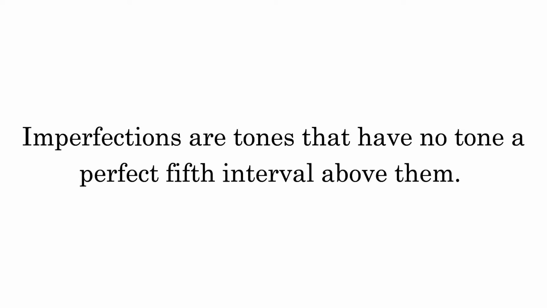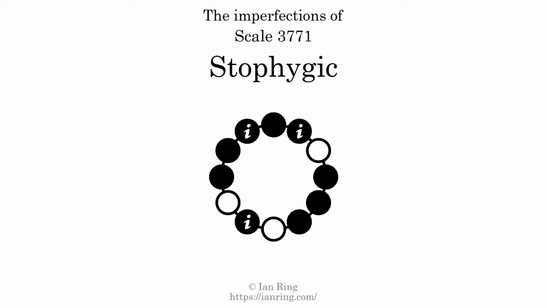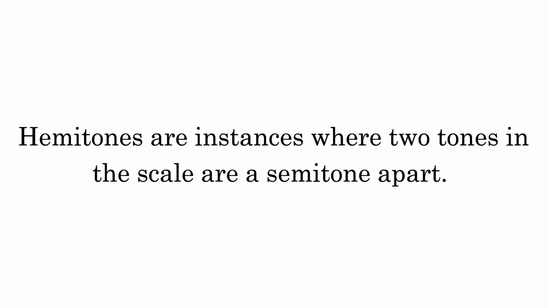Imperfections are tones that have no tone a perfect fifth interval above them. This scale has 3 imperfections. They are at positions here, here, and here. Hemitones are instances where two tones in the scale are a semitone apart.